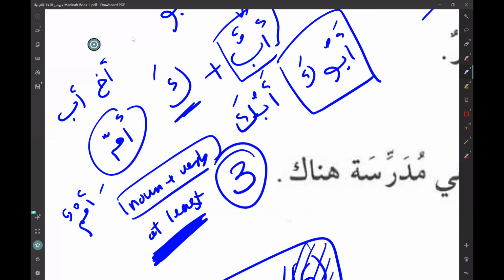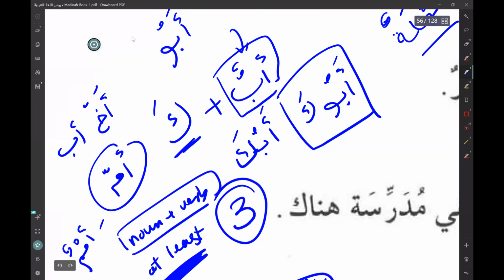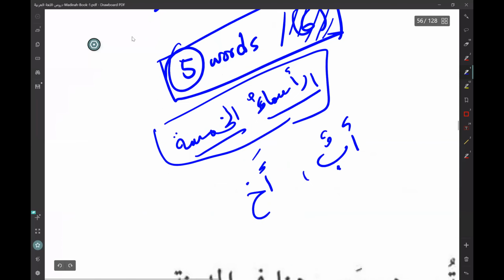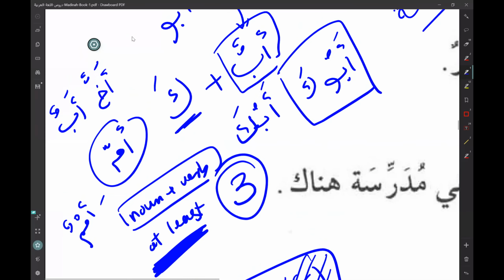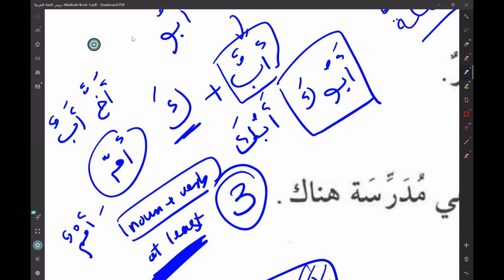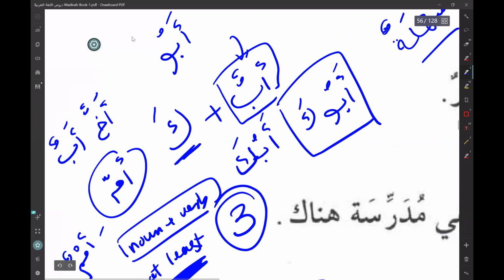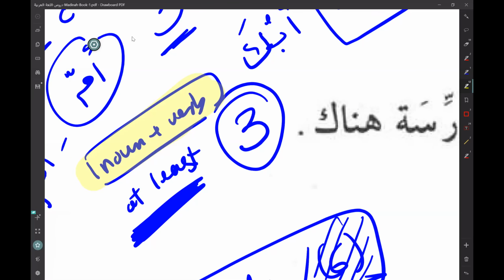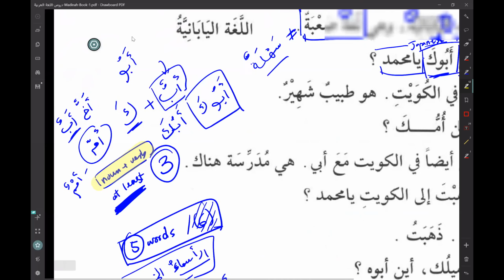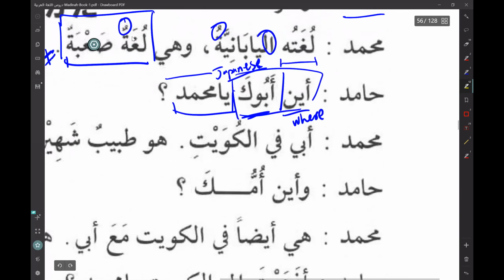That is easy. But what about when there's no shadda? Akhun, abun, there's no shadda. So where's another letter? That's why we have this situation. There is another letter which is removed for whatever reason. Every noun and verb must have at least 3 letters, right?